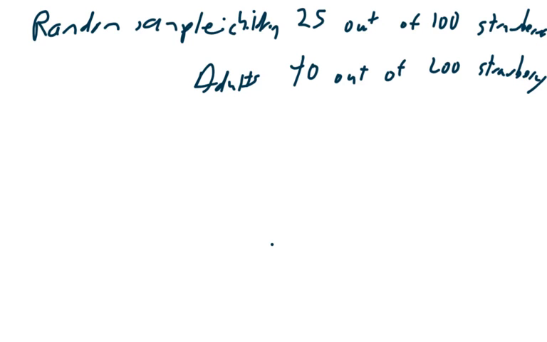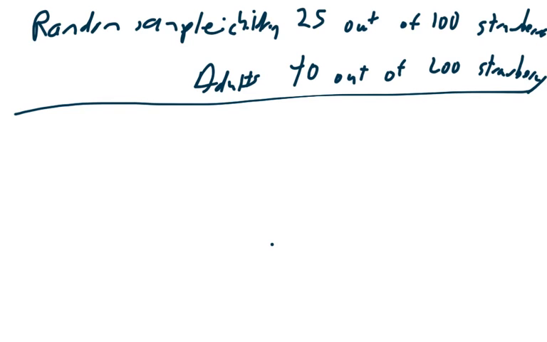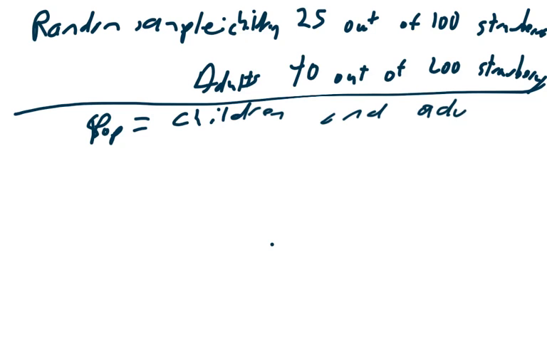Alright, let's go back to the ice cream sample. Let's say we ask people about strawberry. 25 out of 100 children prefer strawberry, and adults had 40 out of 200 who picked strawberry. So our populations are children and adults.